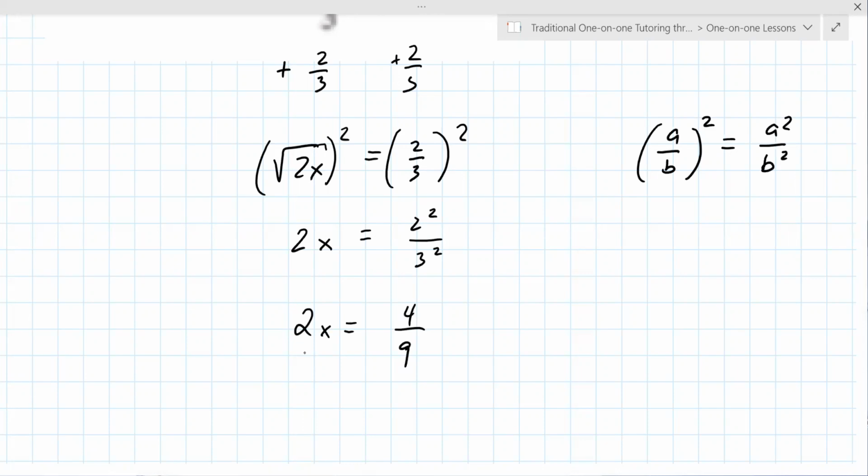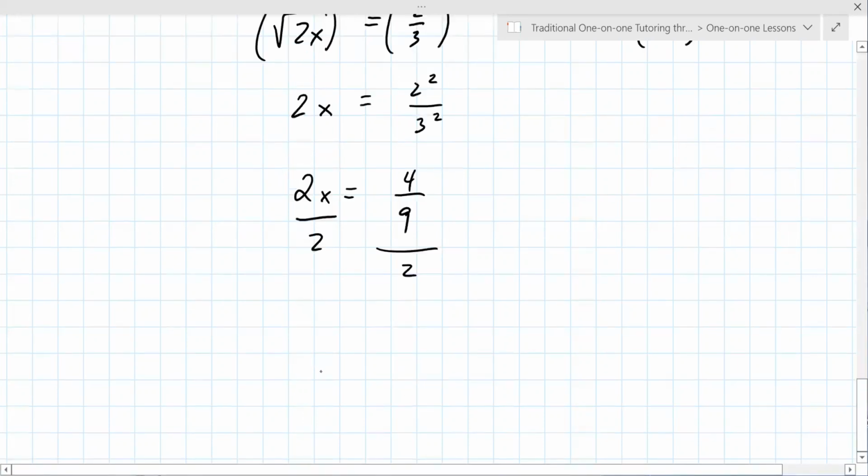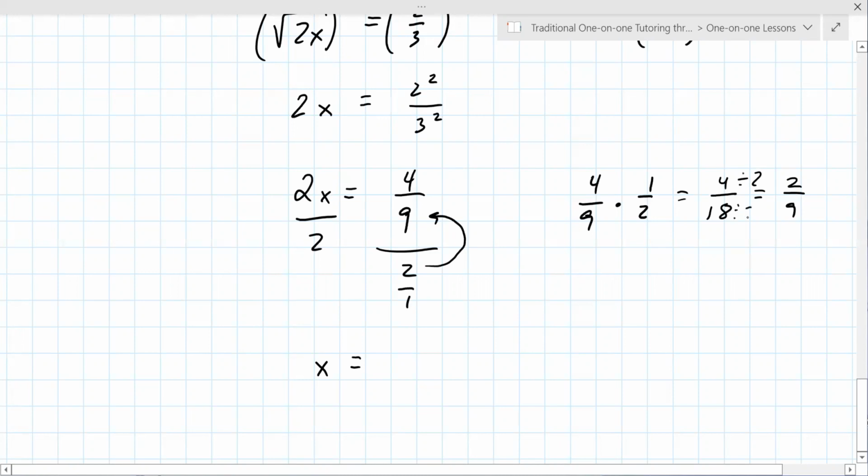Divide by 2. Now this is where you need a little bit of a reminder how to do this. A couple of ways to do it. This 2 actually ends up going down onto the bottom, but you can also multiply by the reciprocal. 2's reciprocal is really 1/2. Becomes 4/18. They both reduce by 2. You divide them both by 2 to get 2/9.